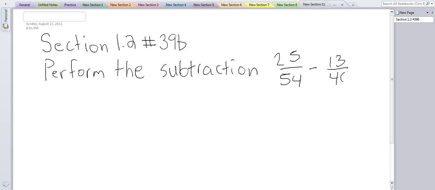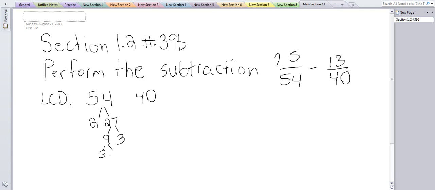So the first thing that we need to remember to do in a problem like this one is to find the LCD. So we have 54 and 40. So this 54 is 2 times 27. This 27 is 9 times 3, and this 9 is 3 times 3. So 54 is also known as 2 times 3 times 3 times 3.